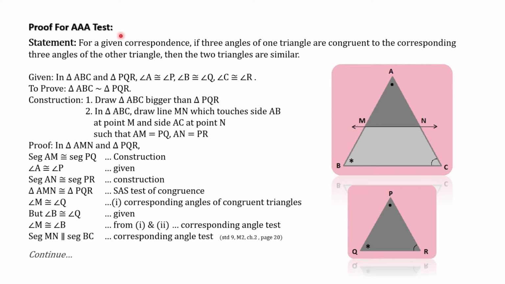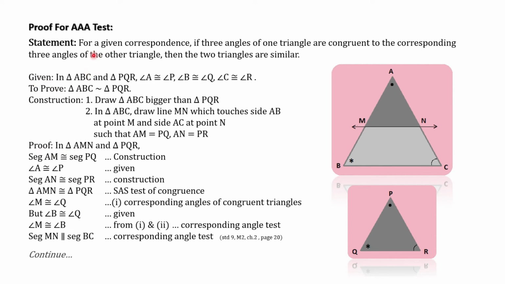Proof for the AAA test. The statement: for a given correspondence, if three angles of one triangle are congruent to the corresponding three angles of another triangle, then the two triangles are similar. So this is the statement. We already studied this statement. Now we will prove it in this theorem. Here are the diagrams and we have to write down the proof for it.